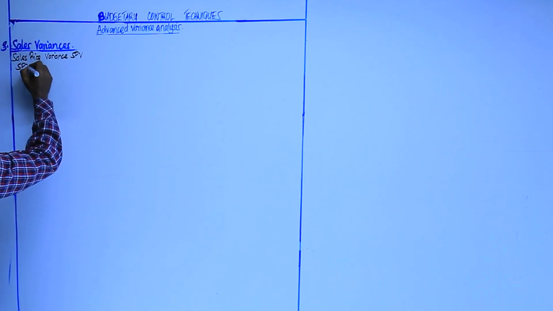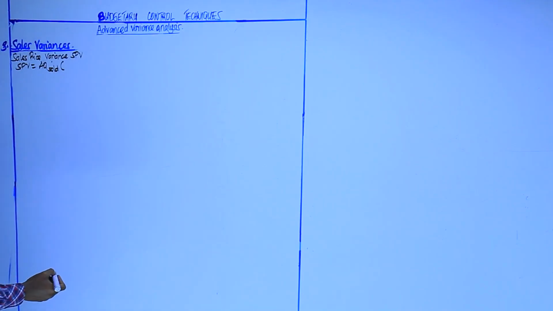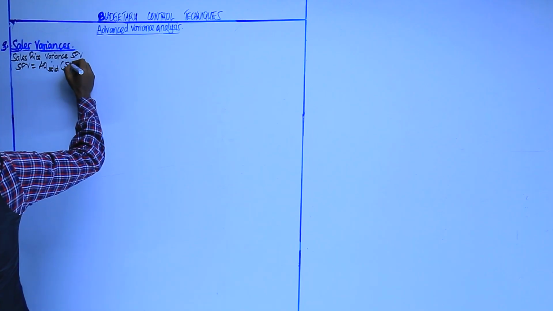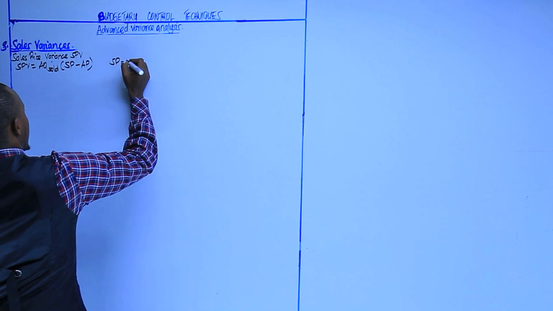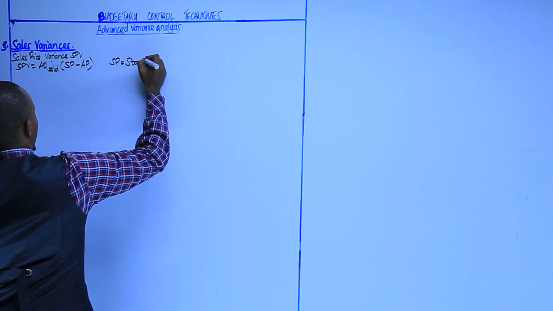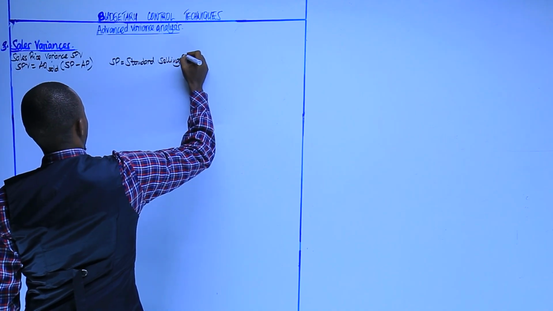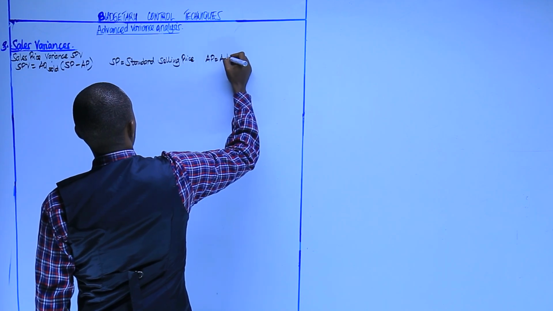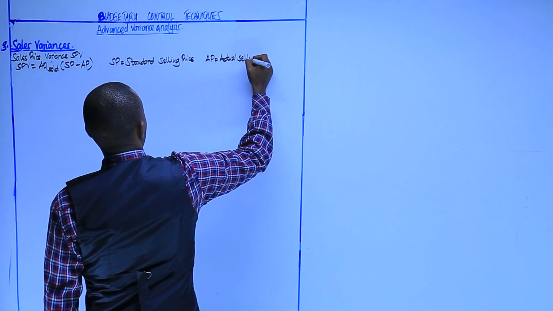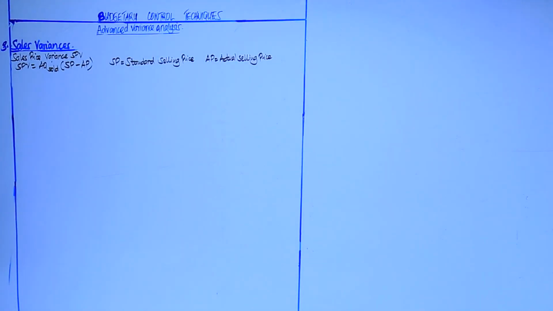And your sales price variance is a variance of actual quantity. This is actual quantity sold. Remember, this is actual quantity sold because you're dealing with sales. The standard selling price minus your actual selling price. So SP means your standard selling price or your budgeted selling price. AP means your actual selling price.